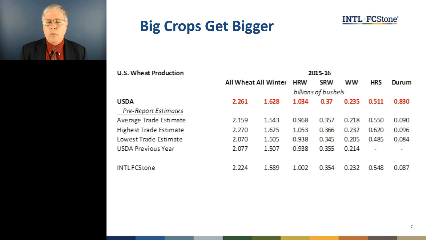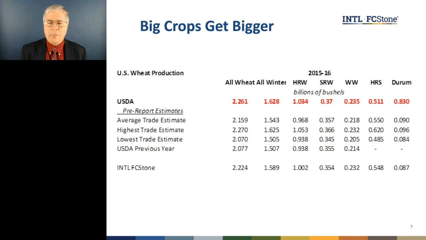Overall, I'm looking at all winter numbers here. You see the hard red winter, 32 million above my estimate and 66 million bushels above the average trade guess. Soft red winter wheat crop coming in larger as well at 370 million bushels, 13 million larger than what the trade was expecting, and 16 million better than what I was looking for. The white wheat number is coming in pretty close to my expectation, larger than trade expected.